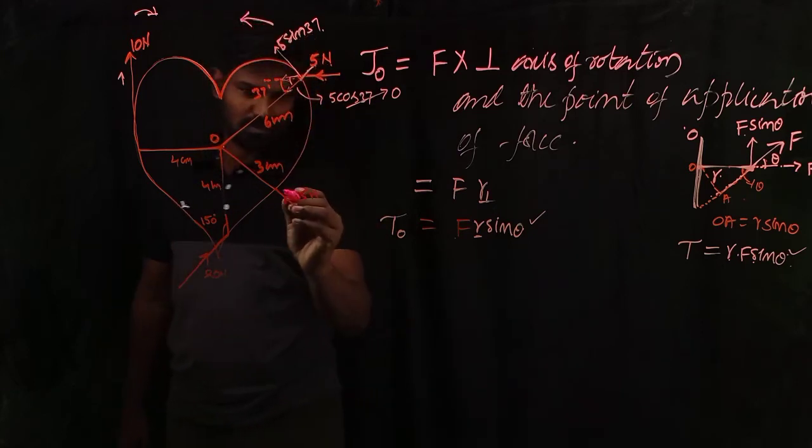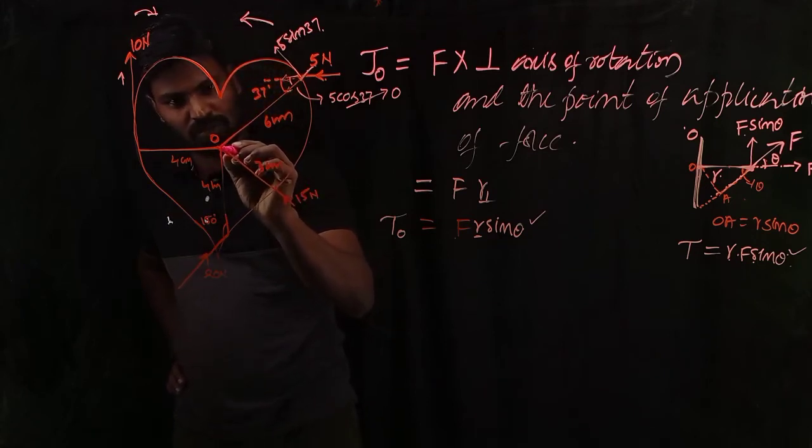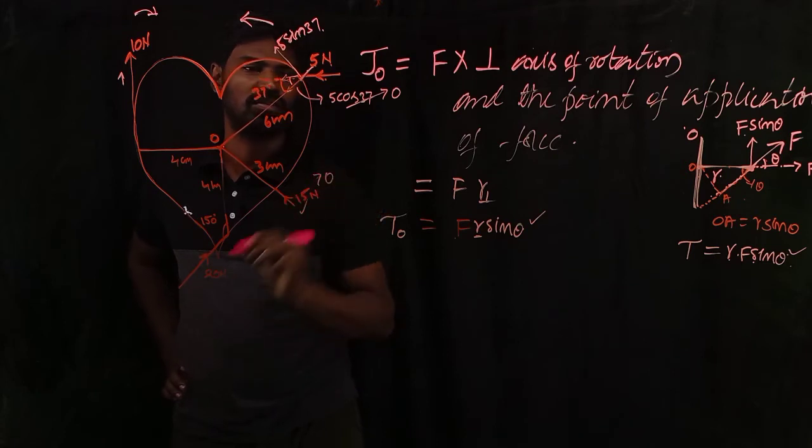Next, let us come back to this 50 Newton force. The line of action of this 50 Newton force is passing through the axis of rotation, because of which the torque due to this force is also 0.